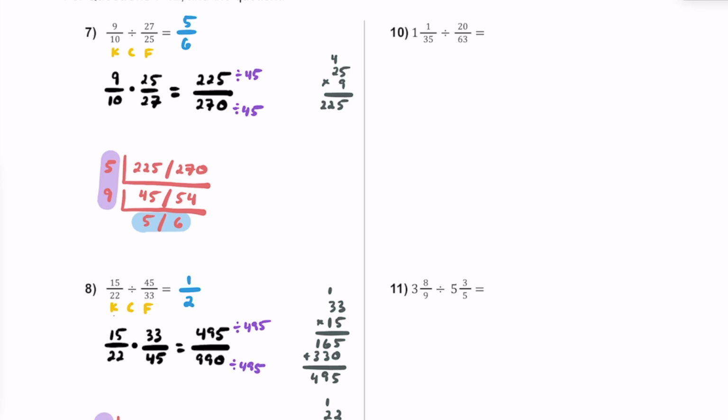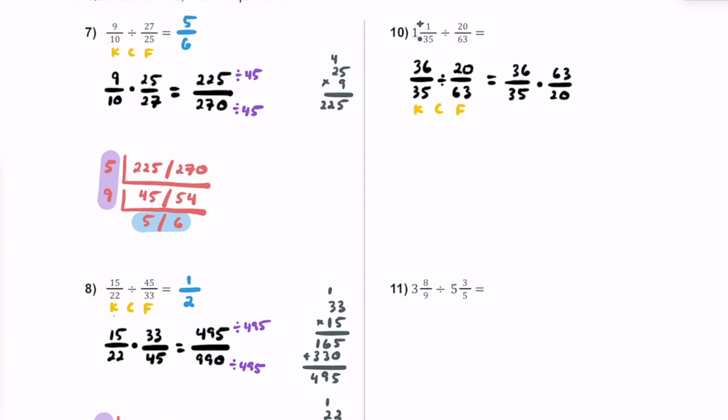So let's turn this mixed number into an improper fraction. So 1 times 35 is 35, plus the 1 on top is going to be 36. So we're going to have 36 over 35. Let's go ahead and divide that by this 20 over 63. We don't have to do anything with this one because it's already a proper fraction, right? Now let's go ahead and rewrite this as a multiplication problem. So we're going to keep, we're going to change, and we're going to flip. So let's go ahead and rewrite this as 36 over 35 times, and we're going to flip this fraction or write the reciprocal, and that's going to be 63 over 20.